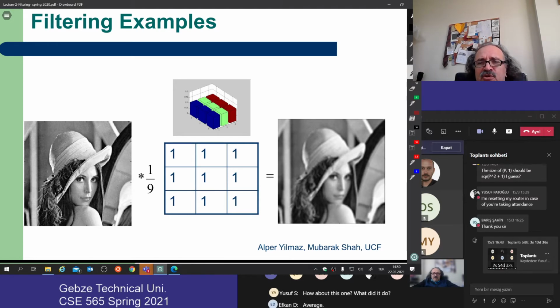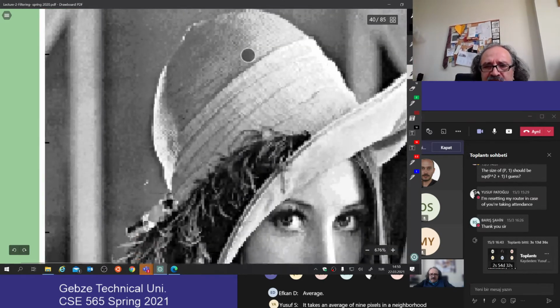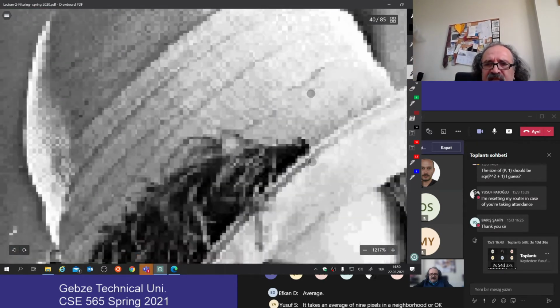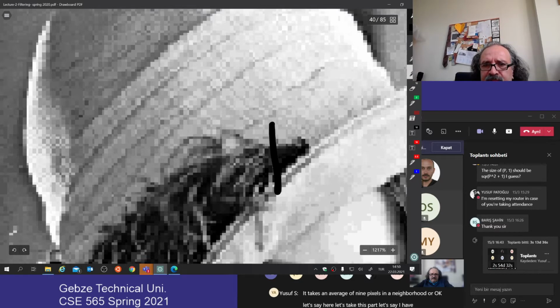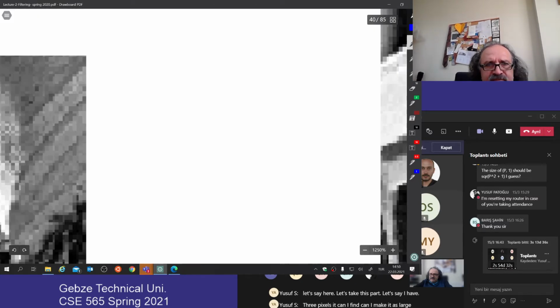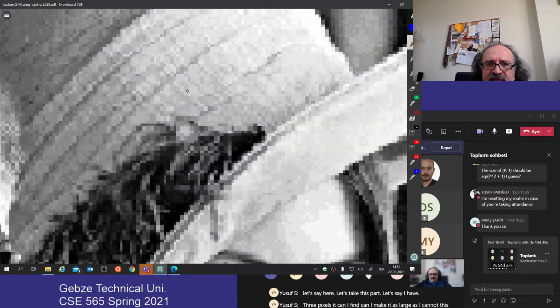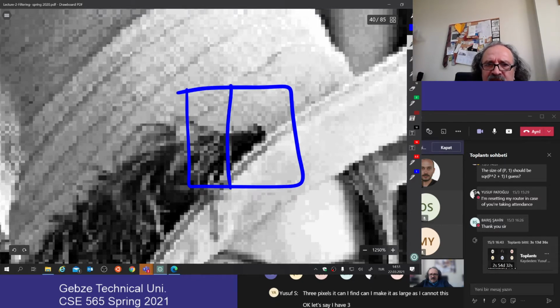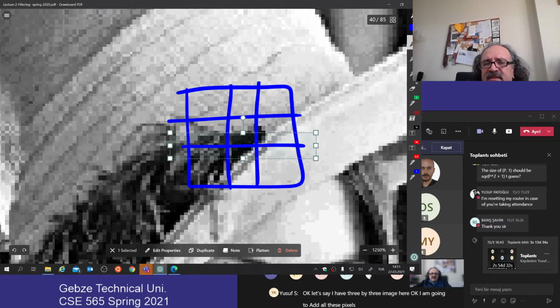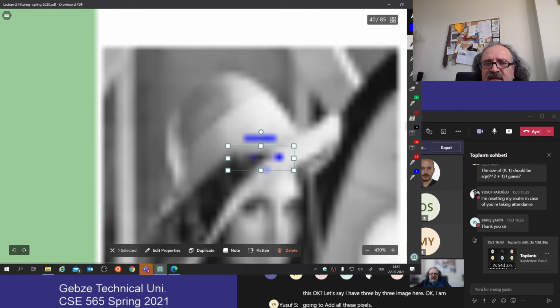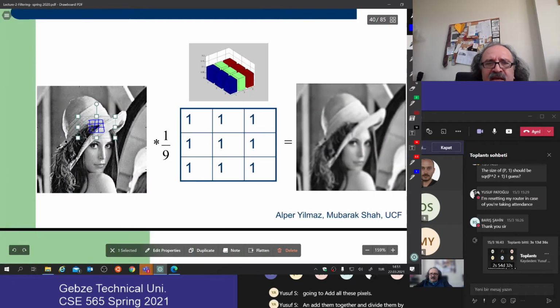It takes the average of 9 pixels in a neighborhood. Let's say I have a 3 by 3 image here. I am going to add all these pixels together and divide them by 9 and put the result in my new image.